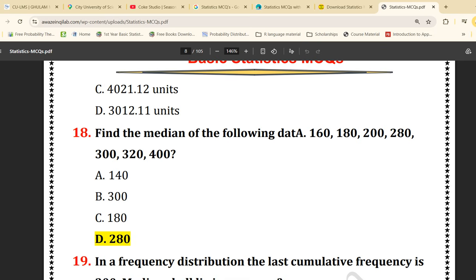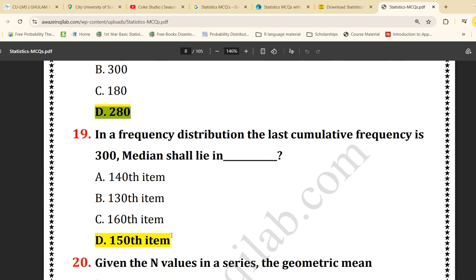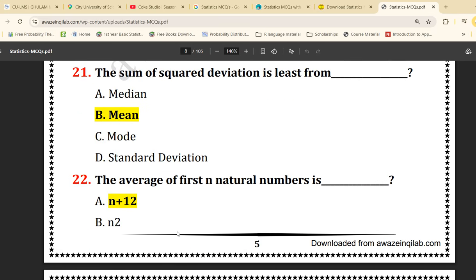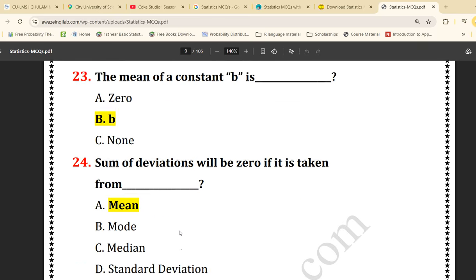Again, find the median of the following. So you don't need to calculate, just arrange the data. It is already arranged. See, 1, 2, 3, 4, 5, 6, 7. 7 observations. 3 on the left side, 3 on the right side. The central value is 280. So that is the median value. Such types of questions will be in your exam.